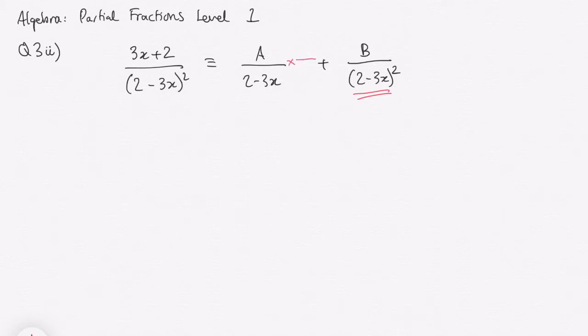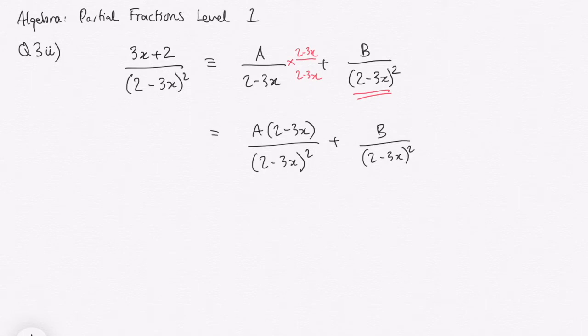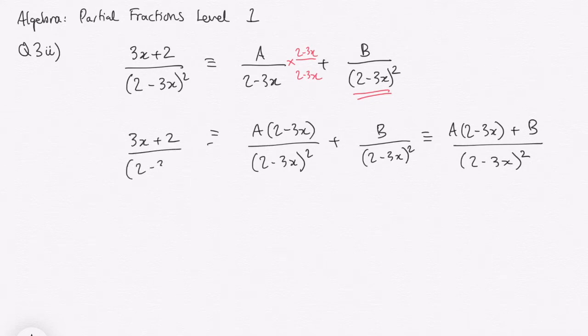Well, we need to multiply the numerator and the denominator by 2 minus 3x. So this becomes a lots of (2 minus 3x) over (2 minus 3x) all squared, plus b over (2 minus 3x) all squared, which is identical to a(2 minus 3x) plus b, all over (2 minus 3x) all squared. But this isn't identical to (3x plus 2) over (2 minus 3x) all squared.